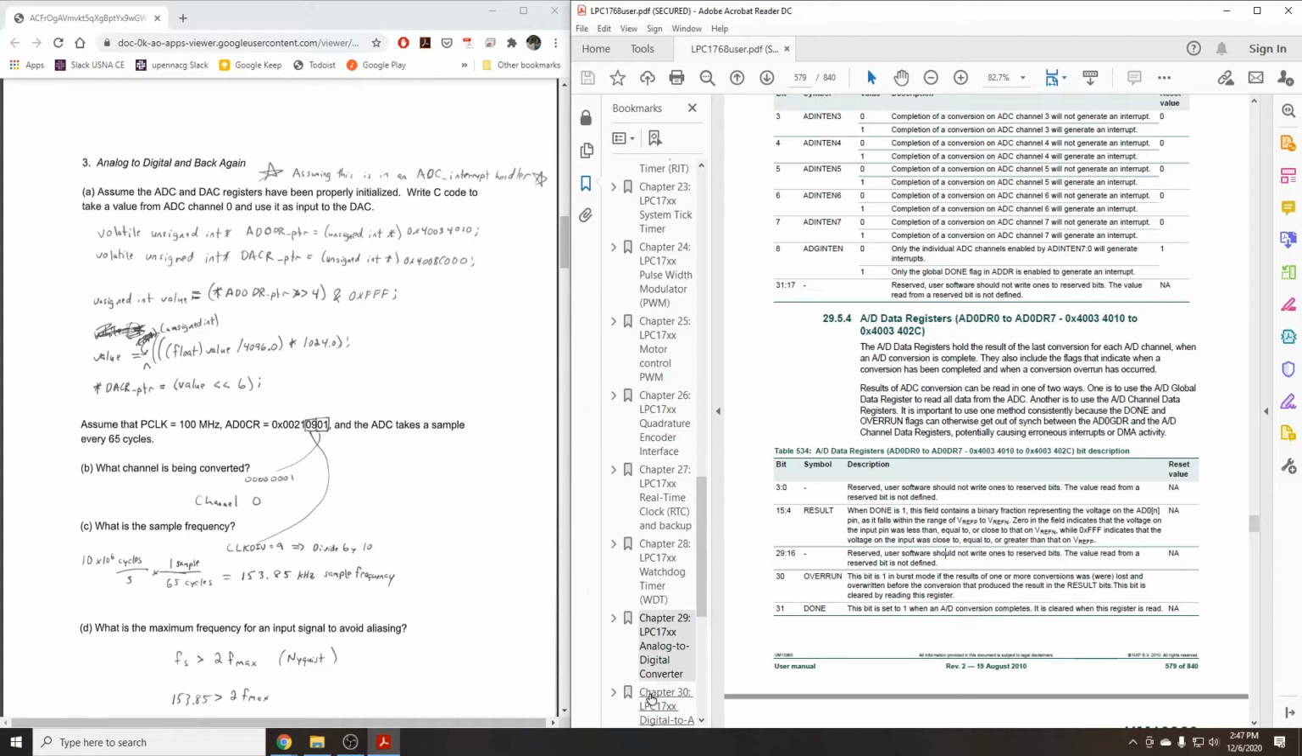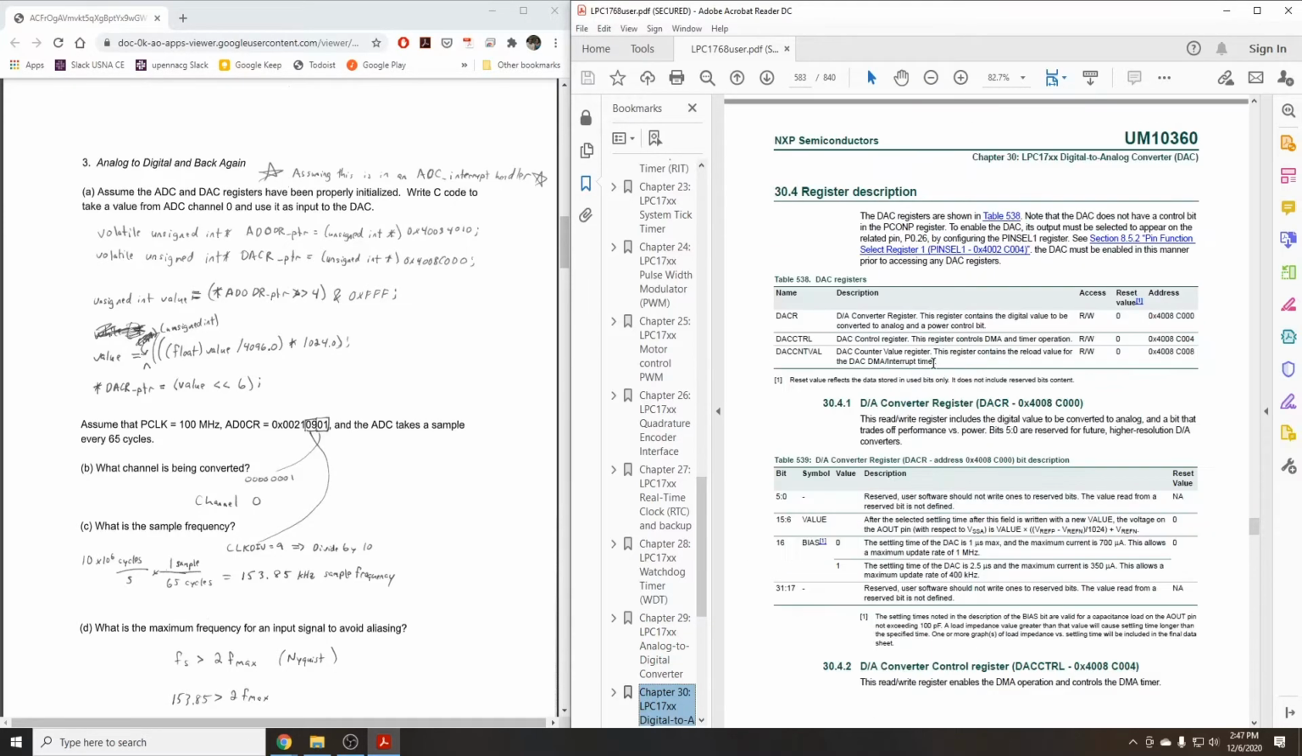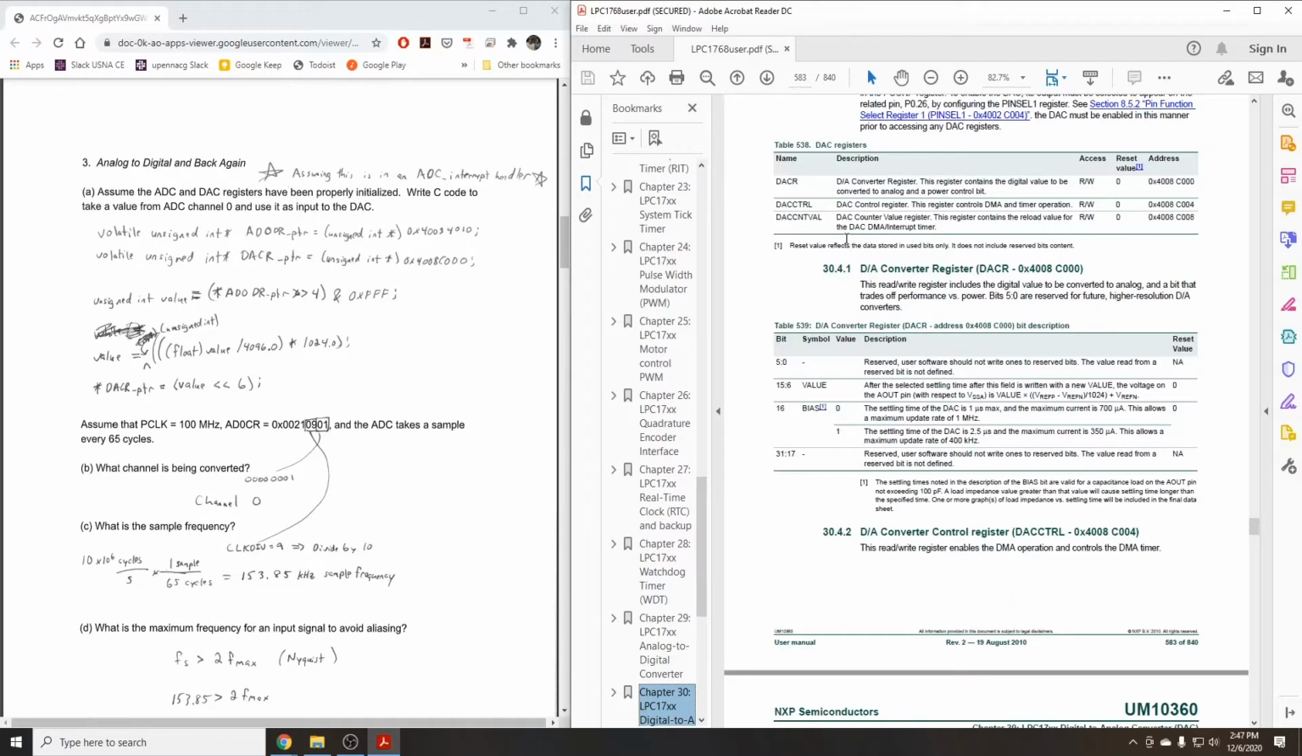Now I want to put that value into the DAC. So let's look at the DAC. And this is pretty simple here. We have the DAC converter register. That's where we put a value that's going to come out of the speaker or otherwise come out of the DAC pin. So that's organized as follows: it has 6 bits that are reserved, 10 bits for the value, and then a bit for bias, which we can ignore. We're not using this, and then more reserved bits.